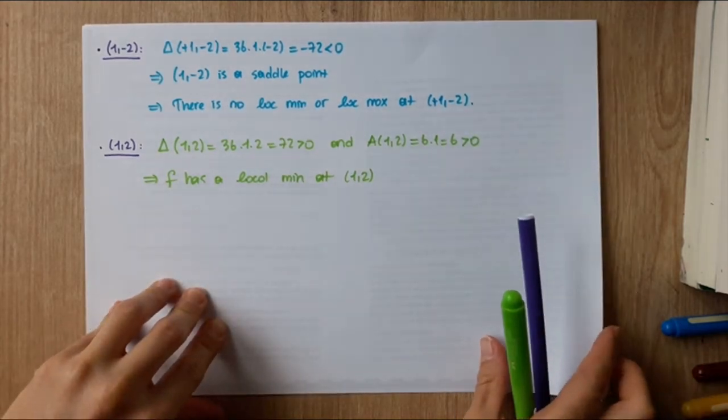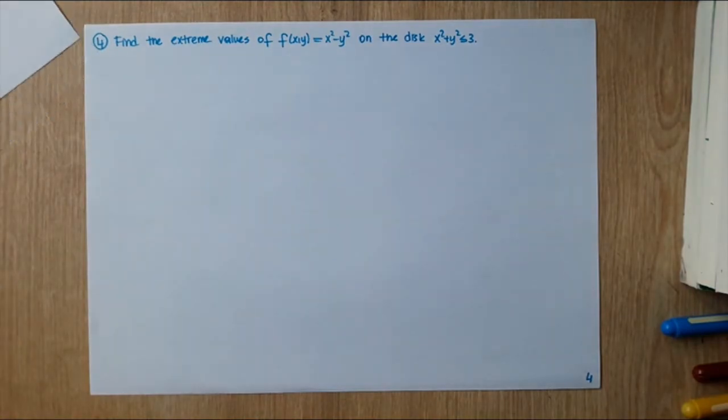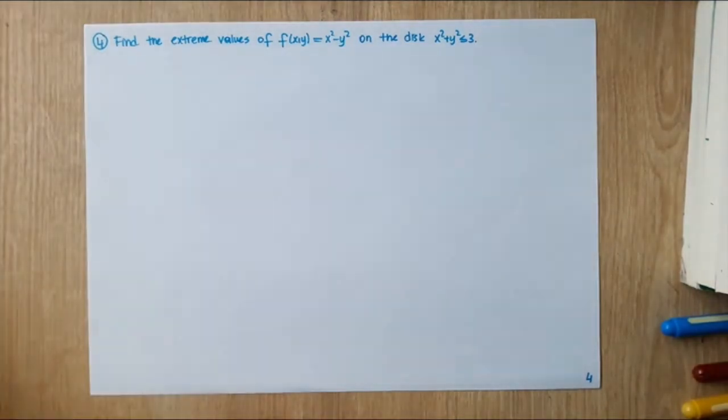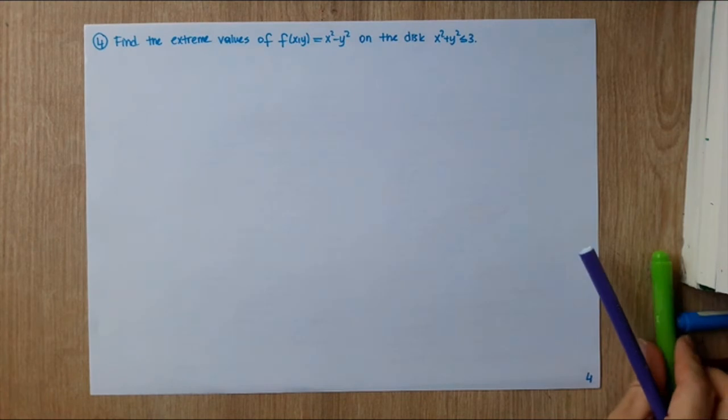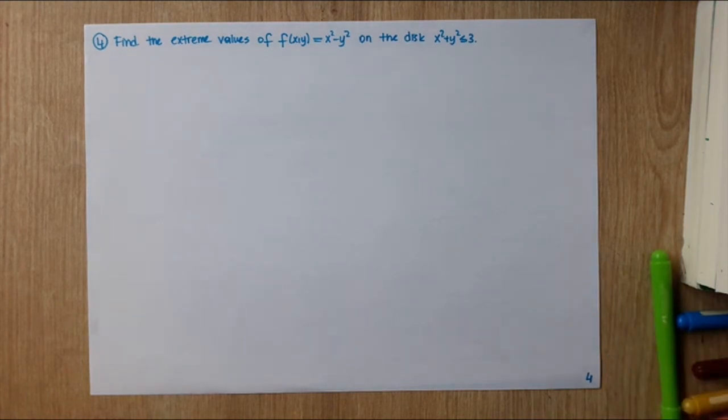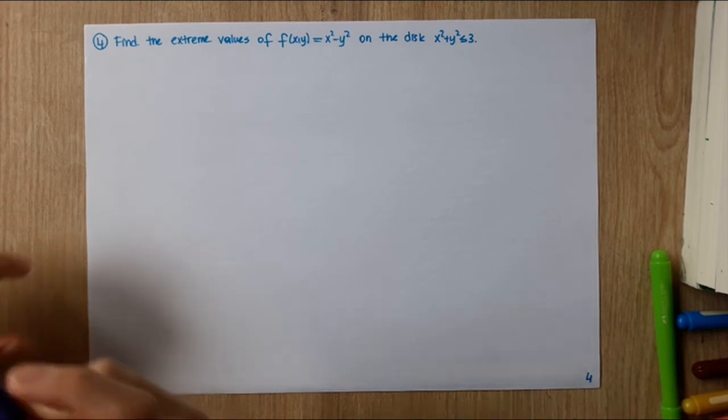Let's continue with the next problem. This time we are looking for the extreme values, which means we are looking for the absolute minimum and absolute maximum. If you remember, we have 3 steps here. First, we should calculate the critical points. Then we should analyze the boundary of the given region. And then we will make a table and decide the absolute minimum value and the absolute maximum value of the given function.